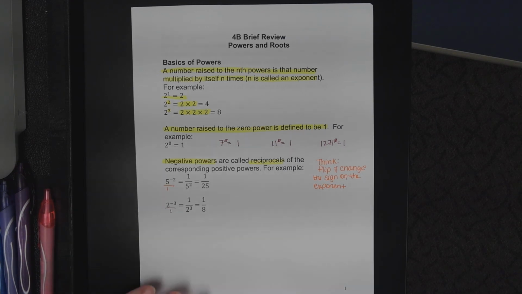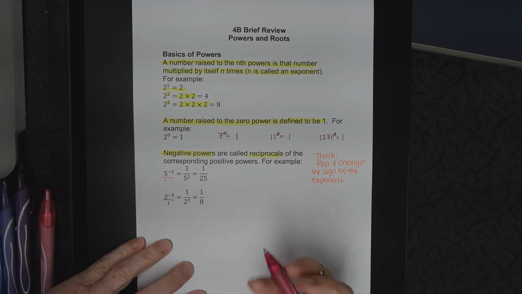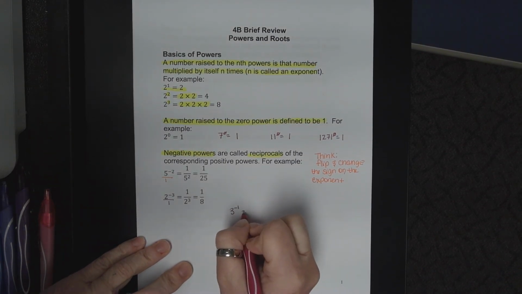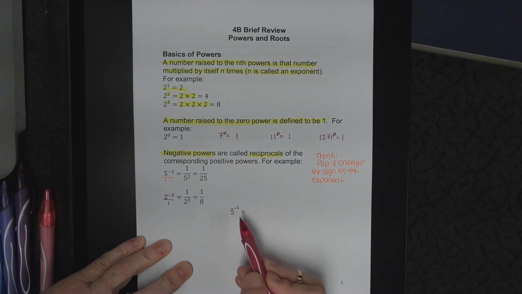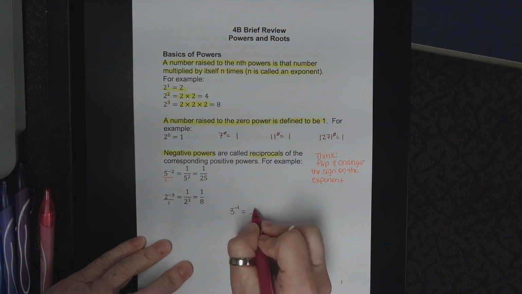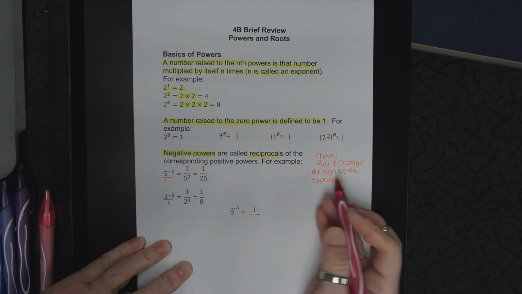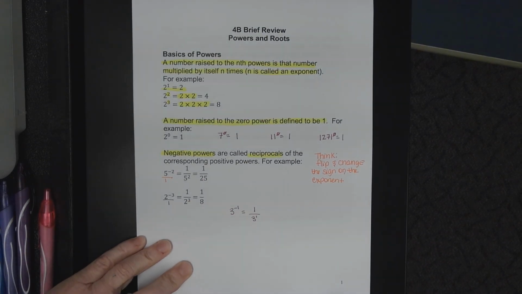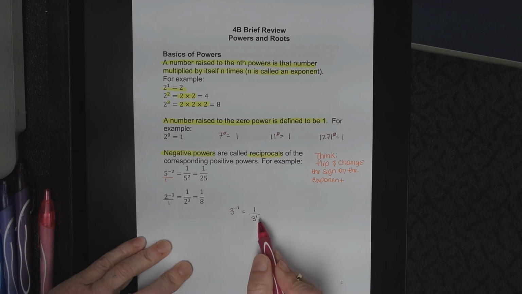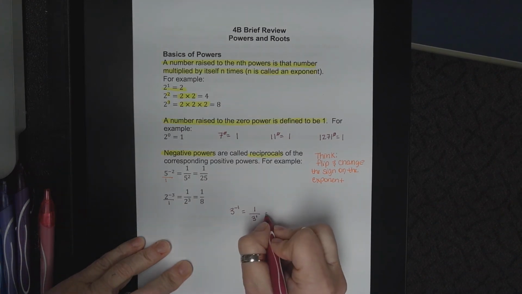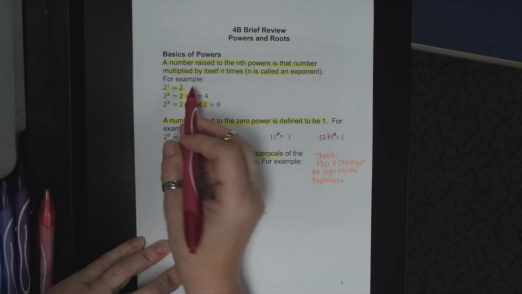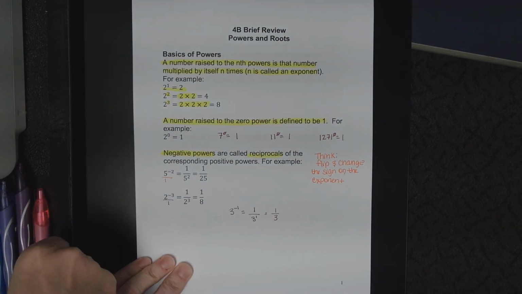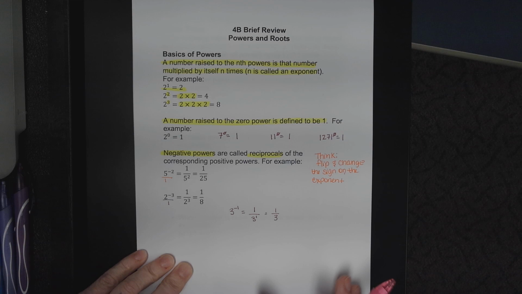A couple more. So if we have 3 to the negative 1, that's written over 1, so we automatically put 1 on top. And we're going to change this sign, so that's going to be 3 to the 1 power on bottom. Was a negative 1, becomes a positive 1. And anything to the first power is always itself. So it's going to be 1/3. Okay? Next one.